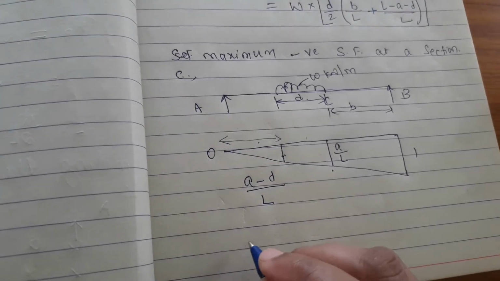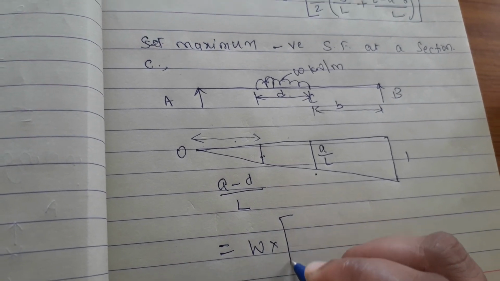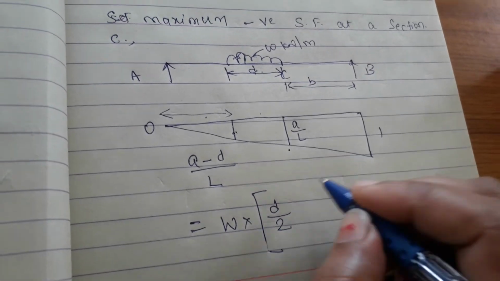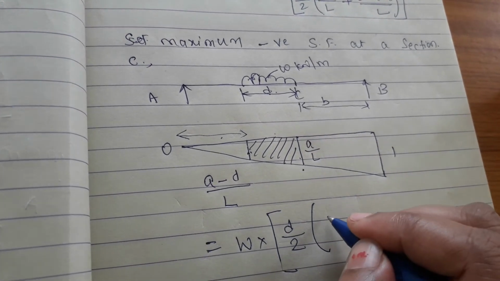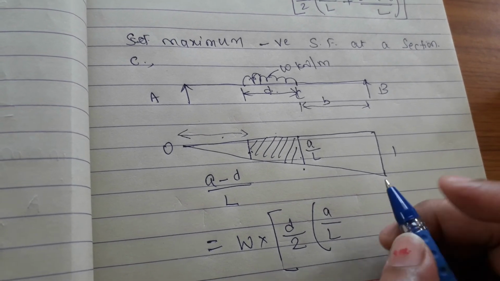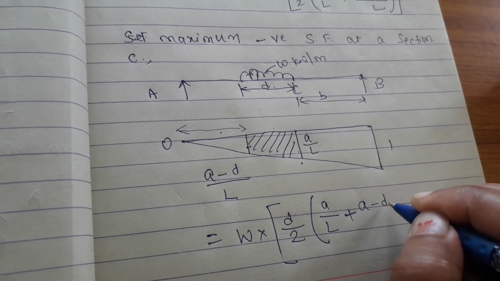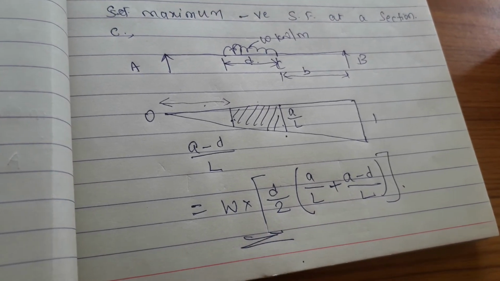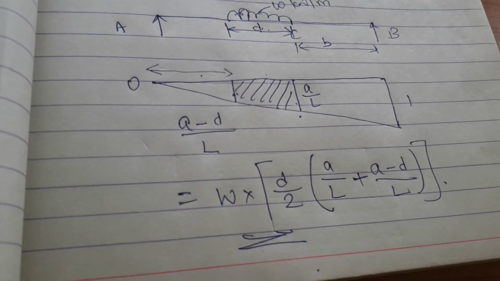Now write the formula for the shear force. Magnitude into ordinate. This is D, so it's W into D by 2 into the area of this portion. The area of that portion will be A by L, so D by 2 into (A by L plus (A minus D) by L). So this is the maximum negative shear force at C. So this is how you have to calculate.